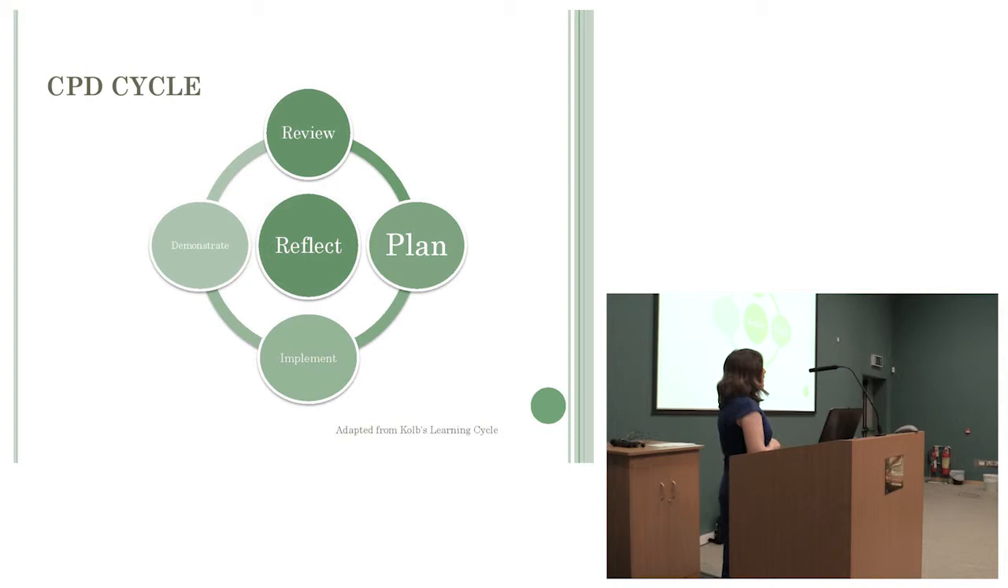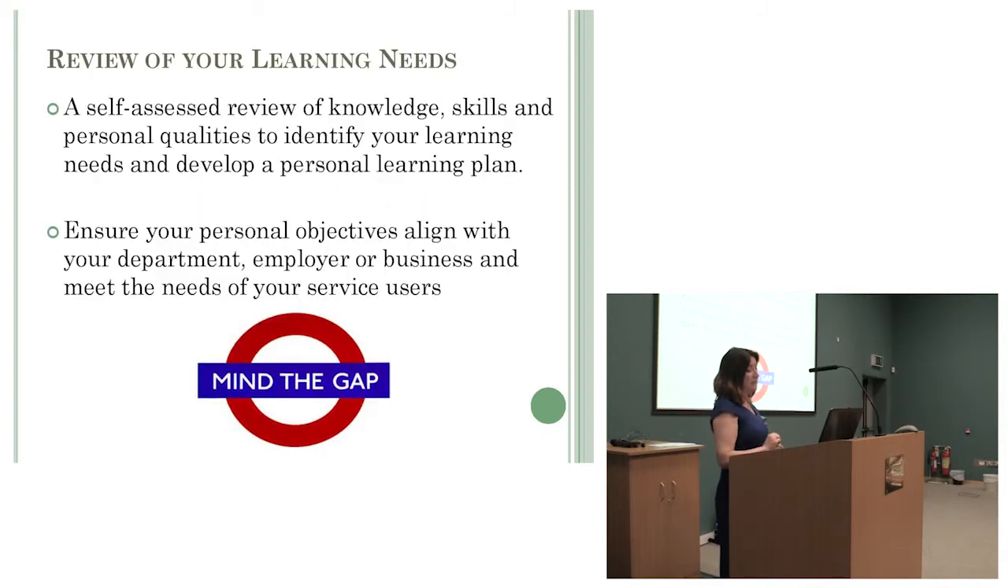The CPD cycle consists of 4 fairly simple but integrated steps. I'll cover the reviewing and planning. Then there's the going away and doing, the implementing, and then the demonstrating, which is the recording and evidencing. But at the heart of that, and underpinning all of it, from review right through, is reflection. And reflective practice is so important. We can't even assess our own learning needs without a great deal of reflection. So that is what really holds everything together in the CPD cycle.